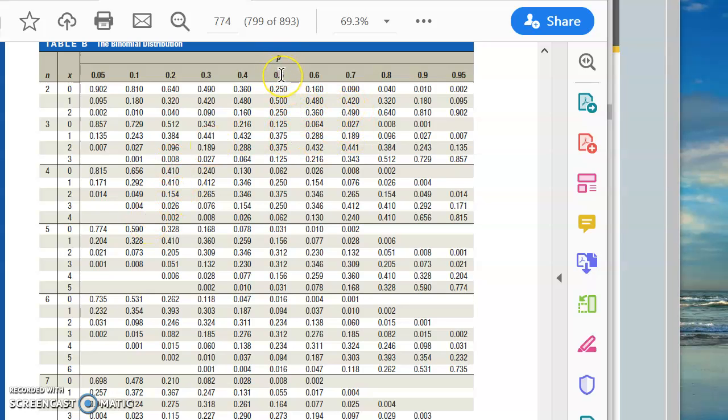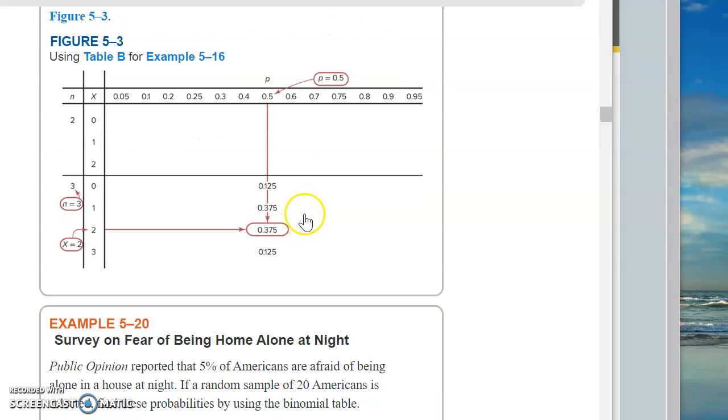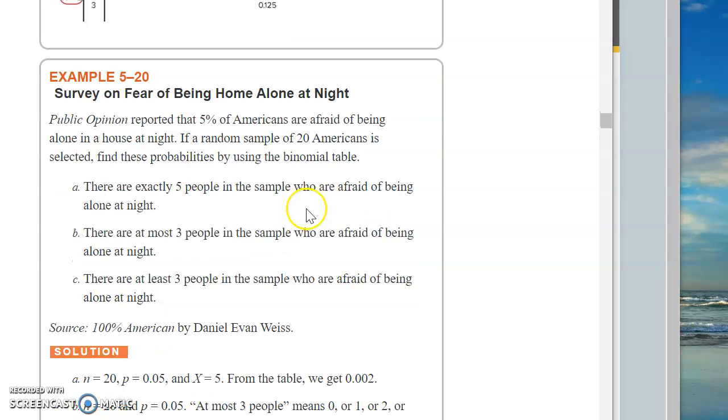Okay, so let's do the problem that is in the book here, this example 5.19. So the probability is 0.5. We want to know the probability of getting 2 out of the 3 successes. So you go on this row right here, come over to the appropriate column, the column being 0.5. See, there's 0.5, and the answer is 0.375, which is exactly what we got before. So that gives you an illustration of how you can use that table instead of doing the calculations.